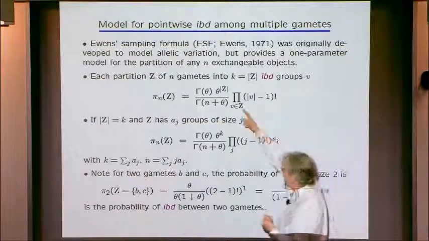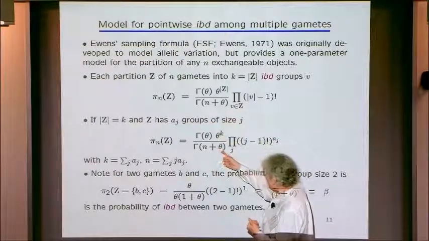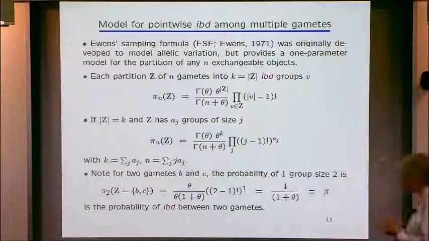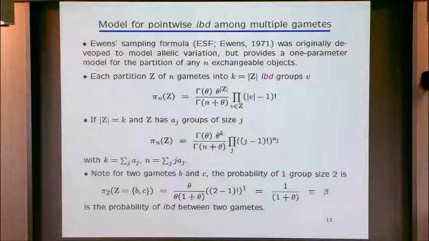Which this is, it's in the form of Ewens theta. This may be slightly more familiar to people who know Ewens sampling formula. It's just two different ways of writing the same thing. And we can use this as a model of a partition of our N gametes at any point into some number of IBD groups, a model for the IBD partition.